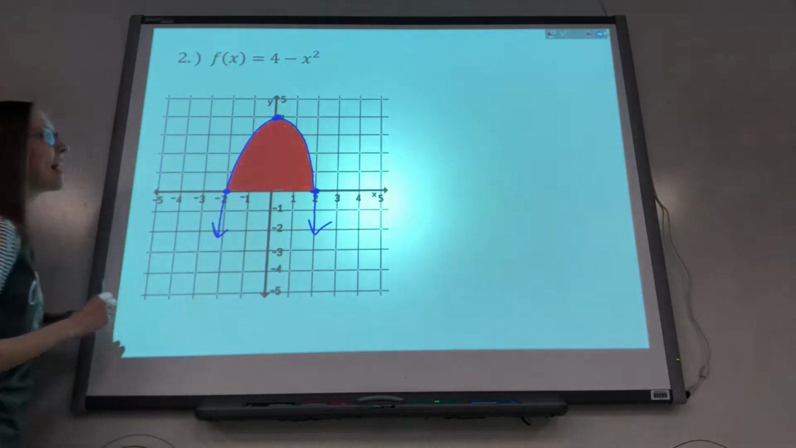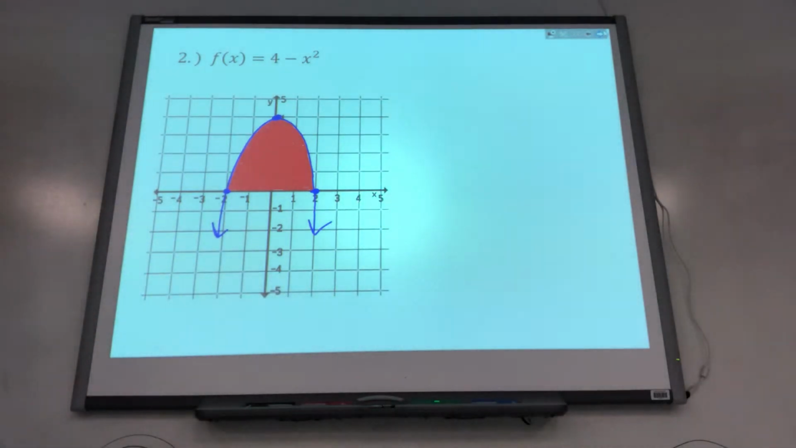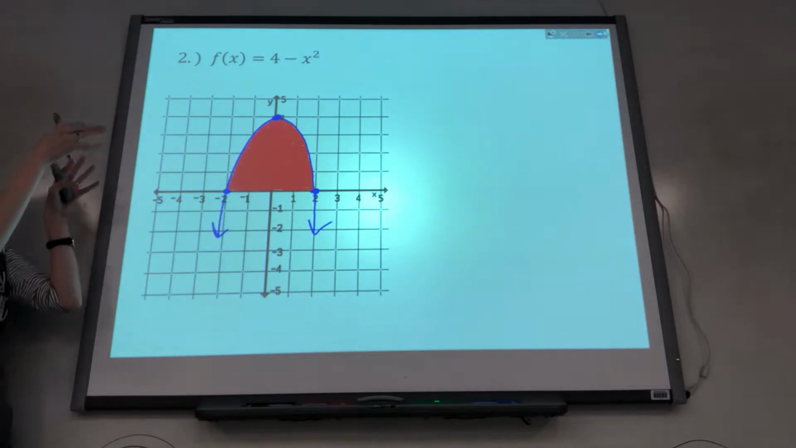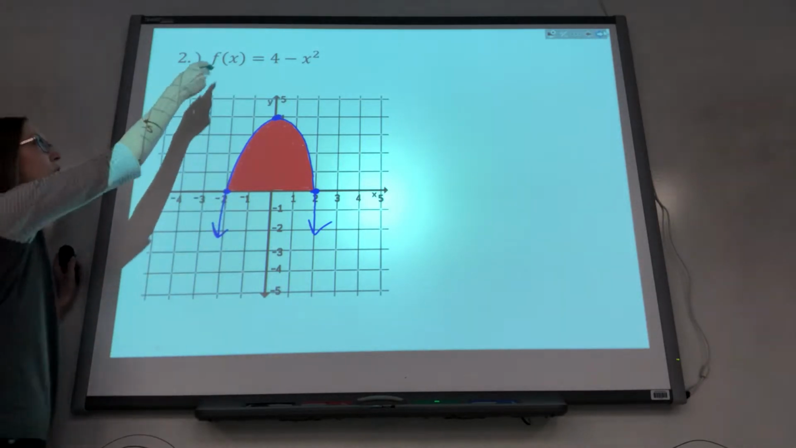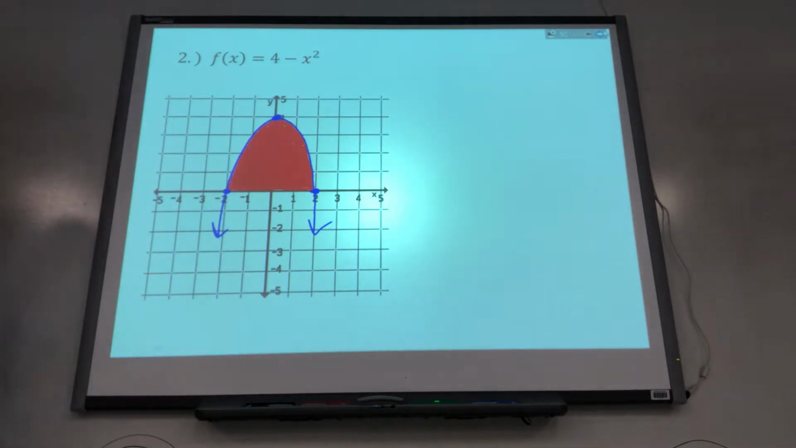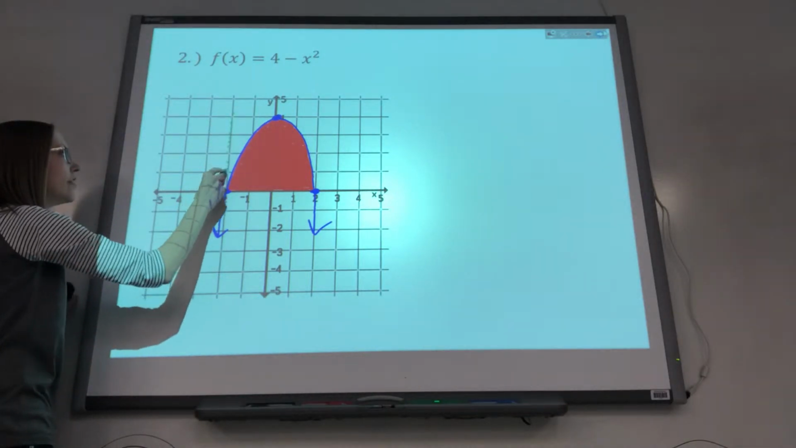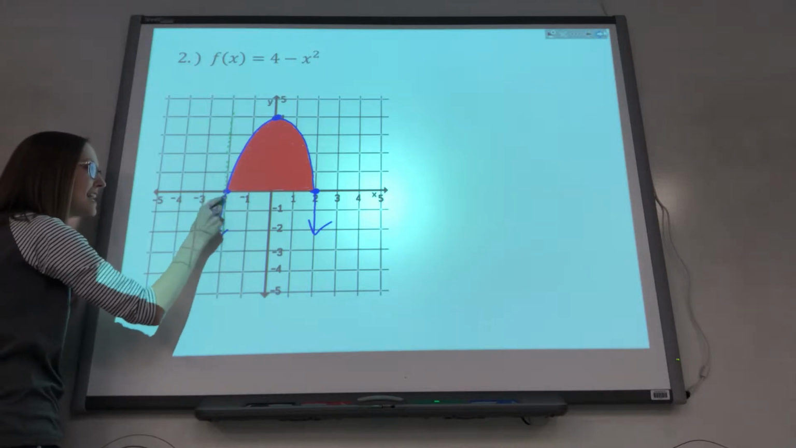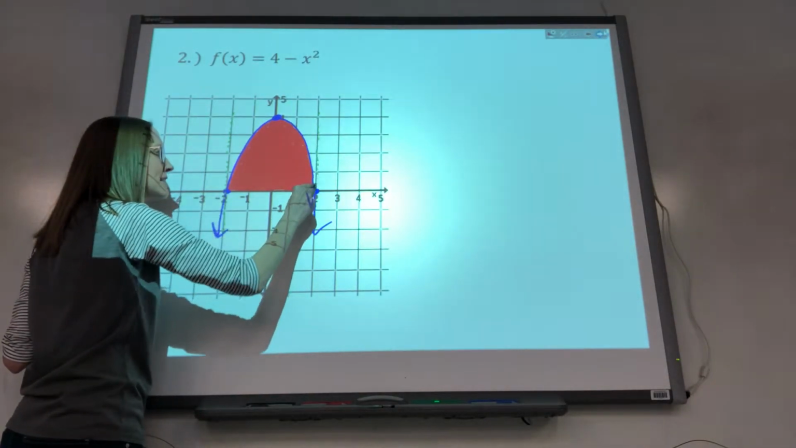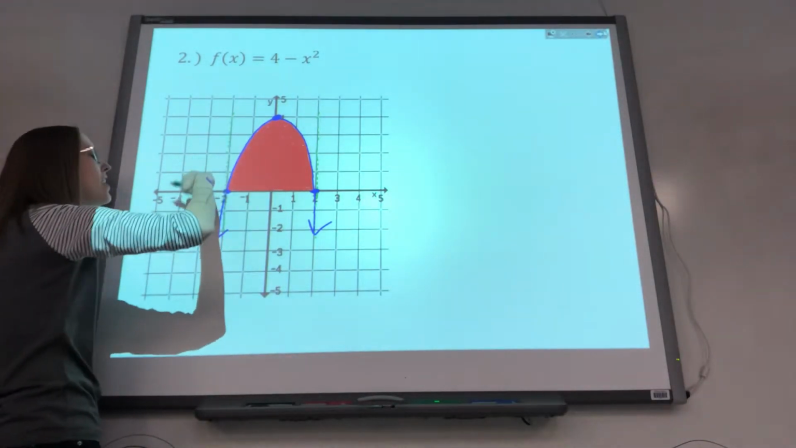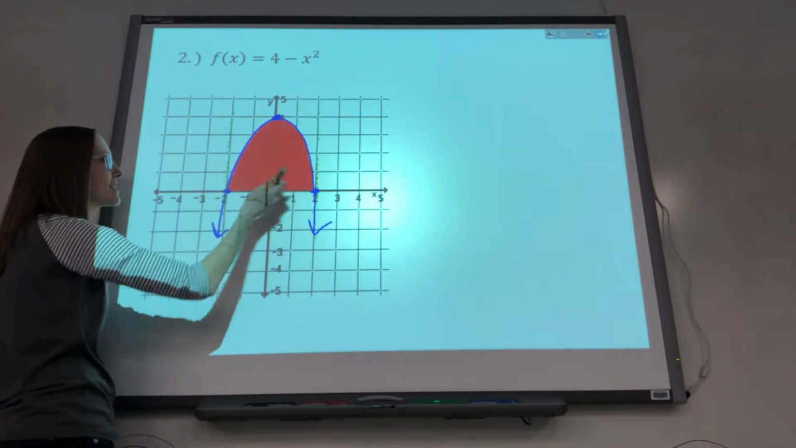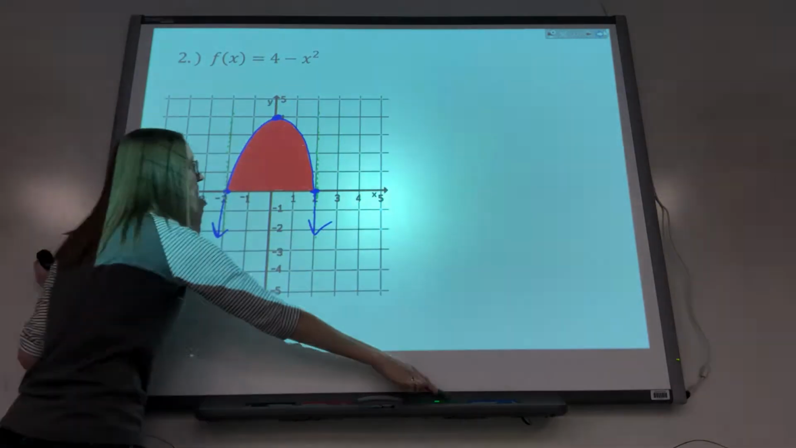Okie doke. Now the lines are not as clear as they were with that rectangle shape that we had on the last problem. But this one again, when you integrate with respect to x, the a and the b are the smallest and biggest x values on this graph. The smallest and biggest x values that you would be integrating.